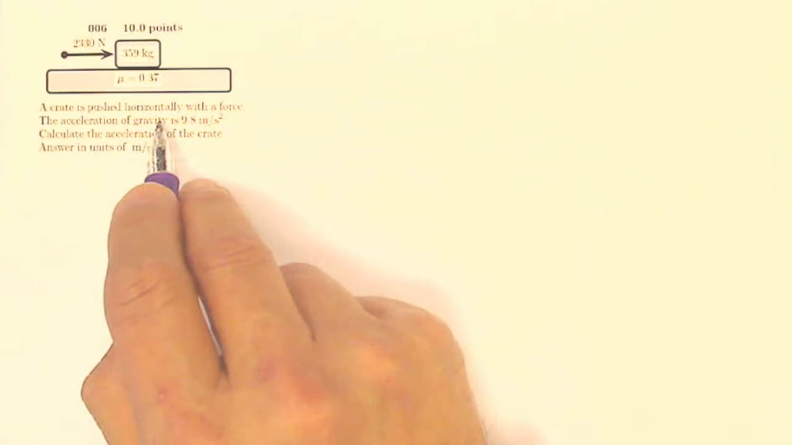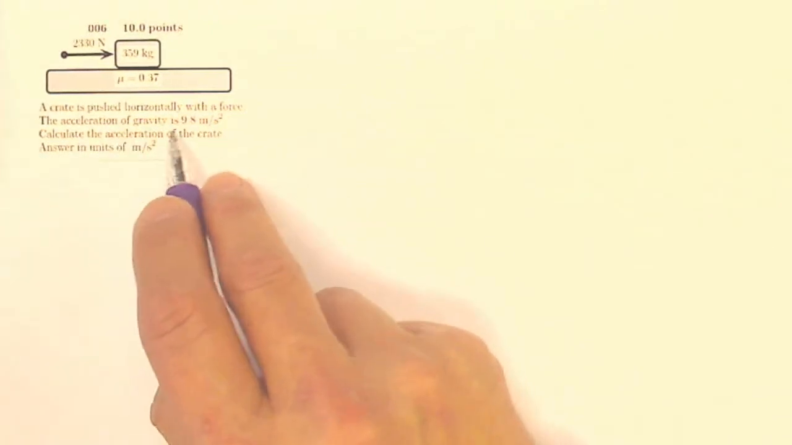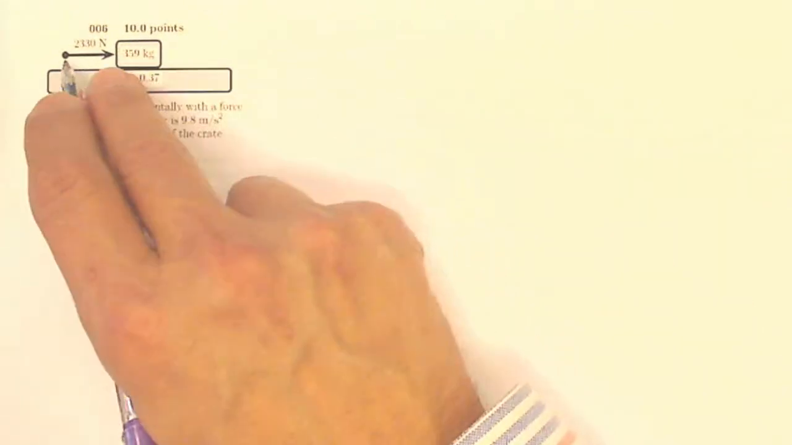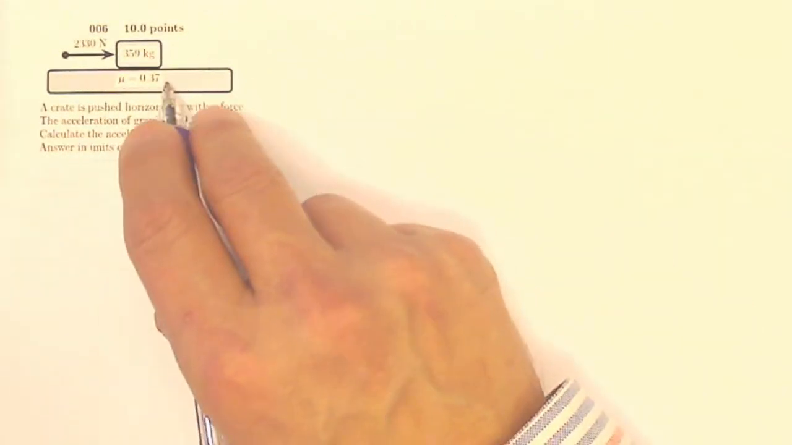A crate is pushed horizontally with a force. The acceleration of gravity is 9.8 meters per second squared. Calculate the acceleration of the crate. Wow. So, I've got this crate, it's being pushed to the right. I know there's a coefficient of friction.